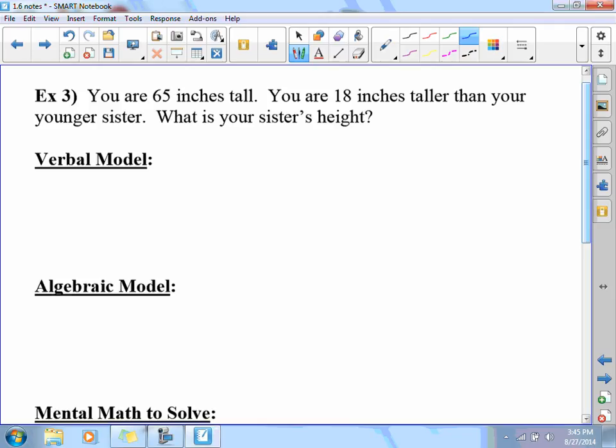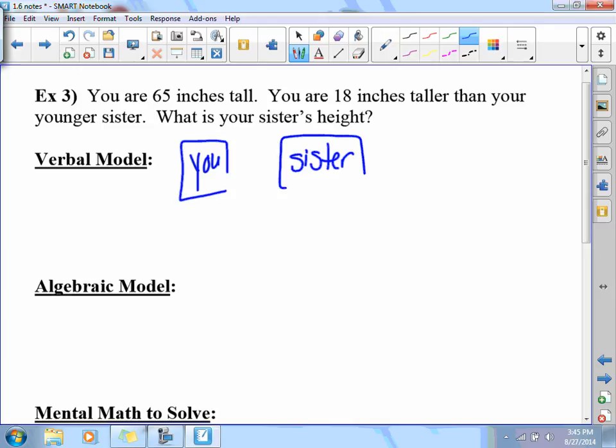Now you can probably get an answer really quick to this one. But again, we want to go through each of these steps so that you can see how we make a verbal and an algebraic model to get our answer. So you have your height and your sister's height. And since you are taller than your sister, if you took your height and subtracted your sister's height, you would get the difference. You would get how much taller you are than your sister.